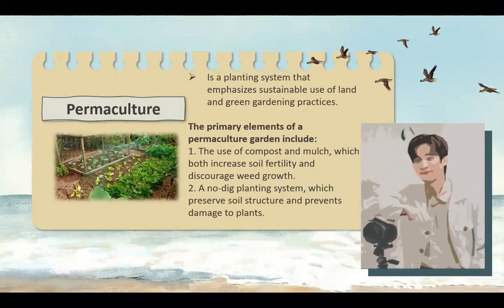The last one is what we call permaculture. Permaculture is a planting system that emphasizes sustainable use of land and green gardening practices. The primary elements of a permaculture garden include, number one, the use of compost and mulch, which both increase soil fertility and discourage weed growth. Number two, a no-dig planting system, which preserves soil structure and prevents damage to plants. Permaculture planting systems are ideal for home growers who have limited gardening space but desire homegrown products.